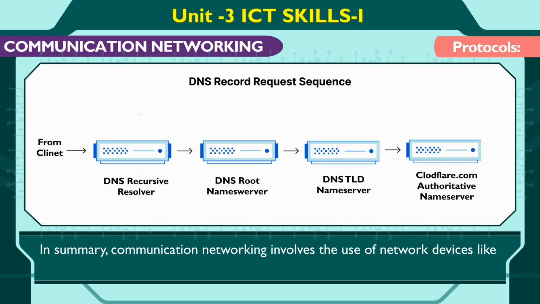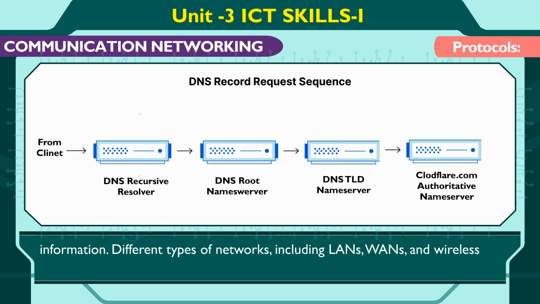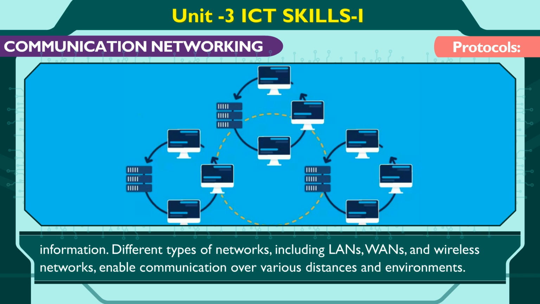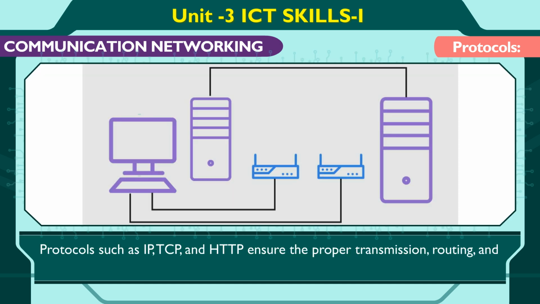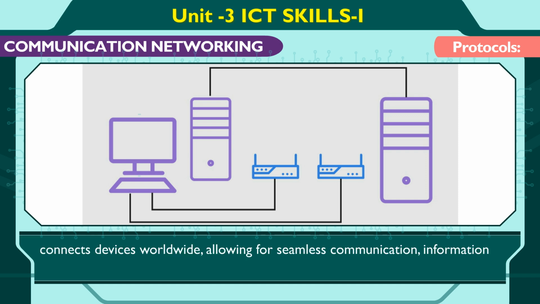In summary, communication networking involves the use of network devices like routers, switches, and modems to connect devices and facilitate the exchange of information. Different types of networks, including LANs, WANs, and wireless networks, enable communication over various distances and environments. Protocols such as IP, TCP, and HTTP ensure the proper transmission, routing, and retrieval of data packets. The Internet, as a global network of networks, connects devices worldwide, allowing for seamless communication, information sharing, and access to services.